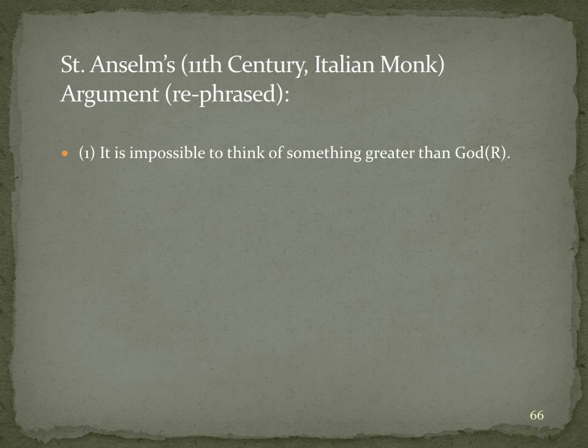Okay. So let's go through the argument. Premise 1. It's impossible to think of something greater than God. God's the greatest conceivable being. Now we are going to assume that God doesn't exist. So remember, the basic move of the argument is that a world without God doesn't make sense.